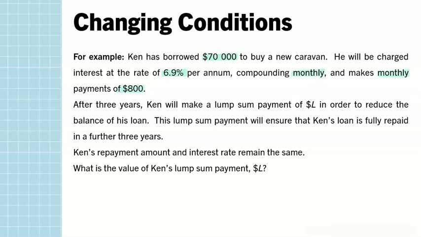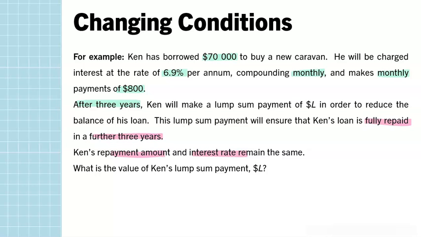So this is our first scenario. After 3 years, so this is a point where something changes, Ken will make a lump sum payment of L dollars in order to reduce the balance of his loan. This lump sum will ensure that Ken's loan is fully repaid in a further 3 years. The repayment amount and the interest rate stays the same. What is the value of the lump sum payment?